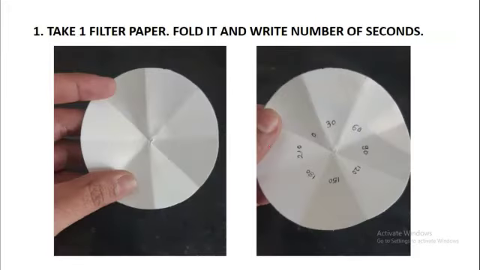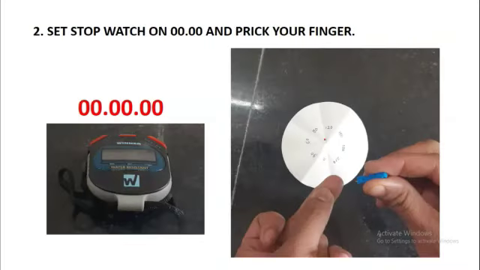This is how your filter paper will look. So these are the seconds: 0 second, 30 second, 60 second, 90 second, 120 second, 150 second, 180 second and 210 second. All these numbers represent the seconds. Set the stopwatch on the 0 mark and prick your finger.